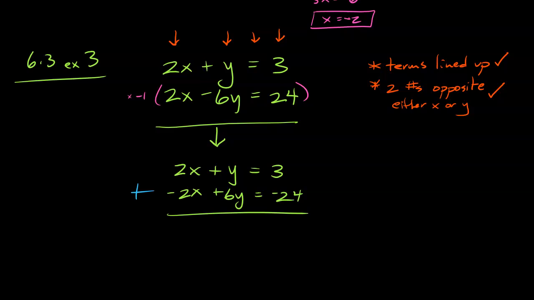So now if I add both lines together, I get x's canceling. 1y plus 6y is 7y. 3 and negative 24 makes negative 21. Divide both sides by 7.